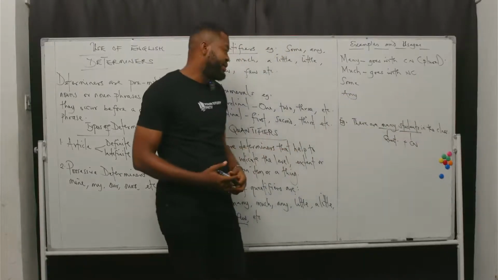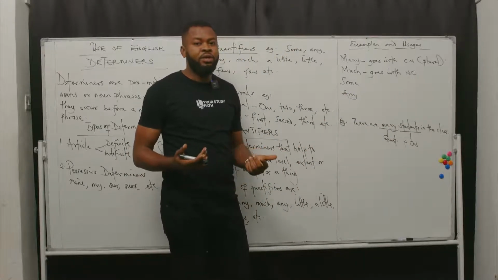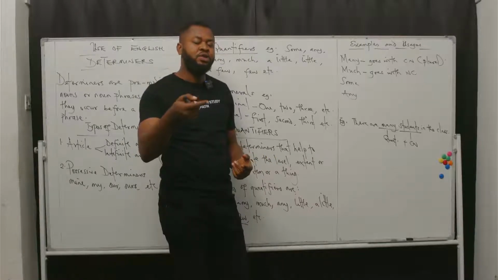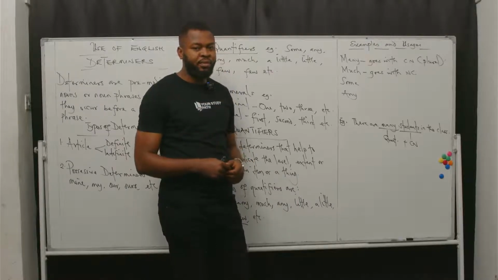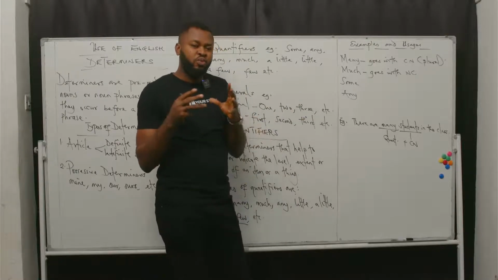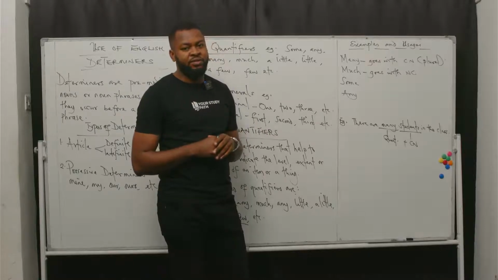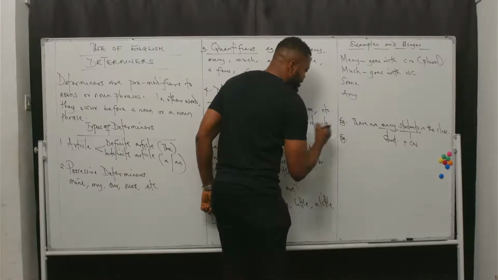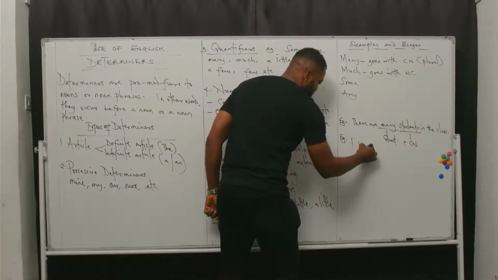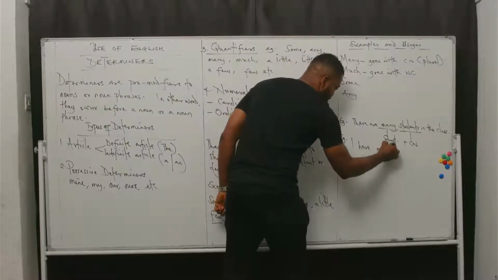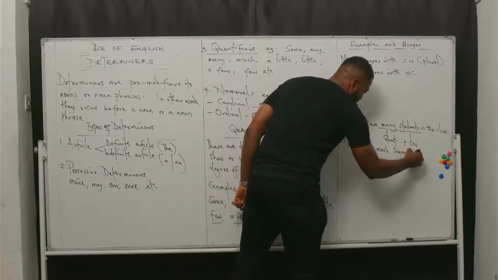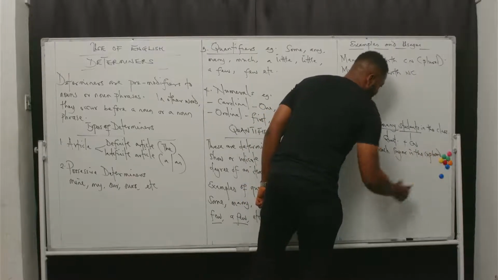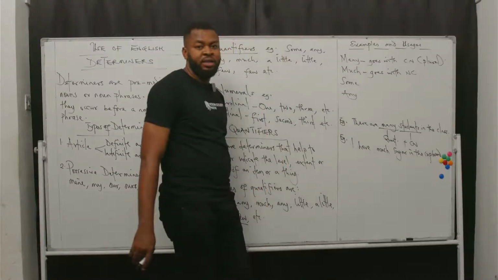That's why it's wrong for you to say "there are much students in the class." Do you understand? Because students is a count noun, and count nouns do not go with much. Much only goes with non-count. Let's take an example: "I have much sugar in the cupboard."